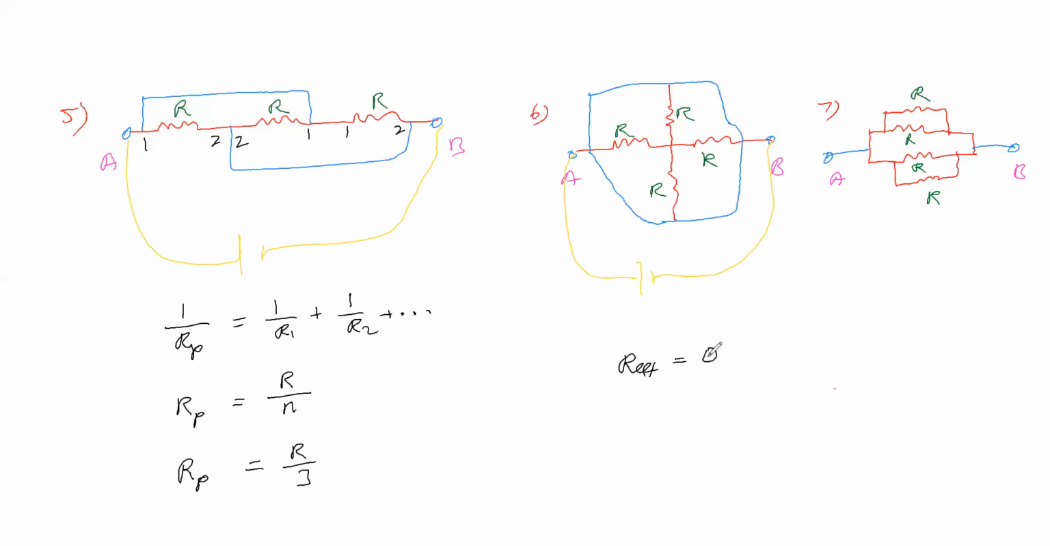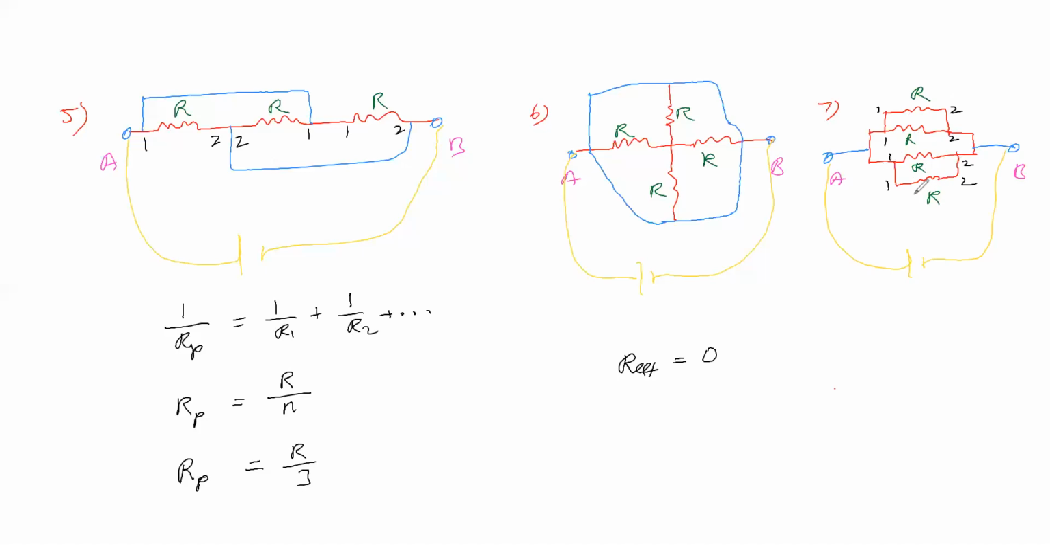To find the effective resistance between A and B in the seventh problem, we consider A and B are connected to the battery. Now see here, the first terminal of all the resistors is connected to the positive terminal of the battery, and the second terminal of all the resistors is connected to the negative terminal of the battery. That means here there are four resistors, each of equal value. All the resistors' first terminals are connected to the positive terminal, and all the resistors' second terminals are connected to the negative terminal, so here all the resistors are in parallel combination.